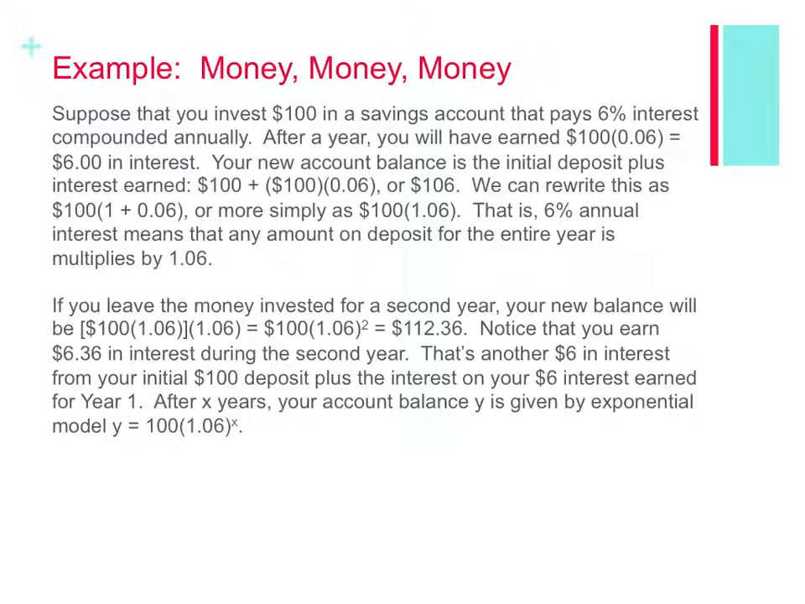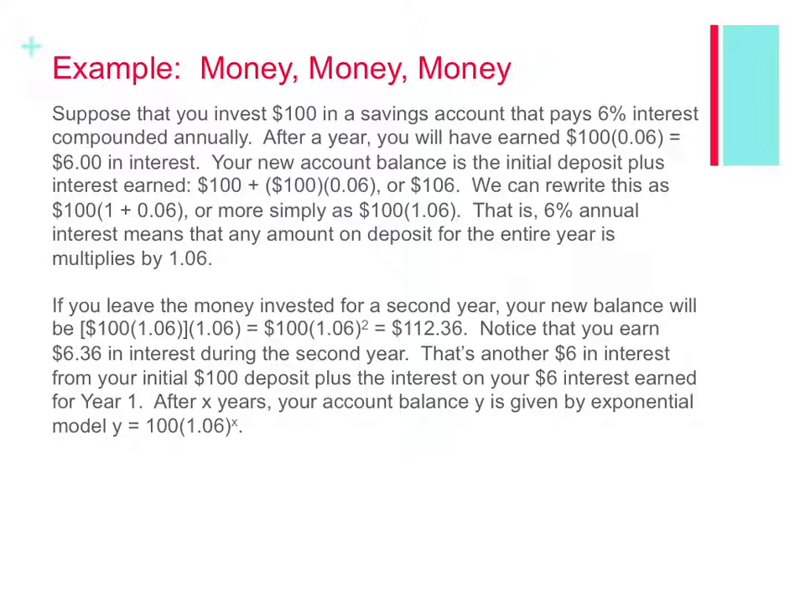After a year, you will have earned 100 times 0.06, so $6 in interest. Your new account balance is the initial deposit plus interest earned, so 100 plus 100 times 0.06, or $106. You can rewrite this as 100 times 1 plus 0.06, or simply 100 times 1.06. That is, 6% annual interest means that any amount on deposit for the entire year is multiplied by 1.06.